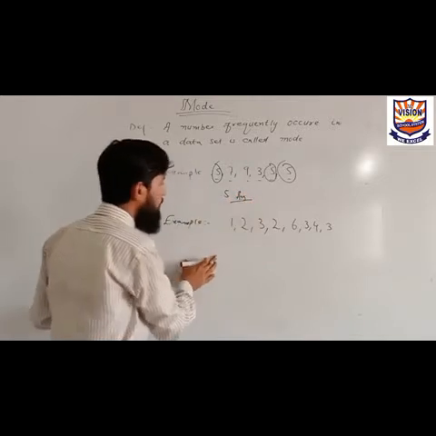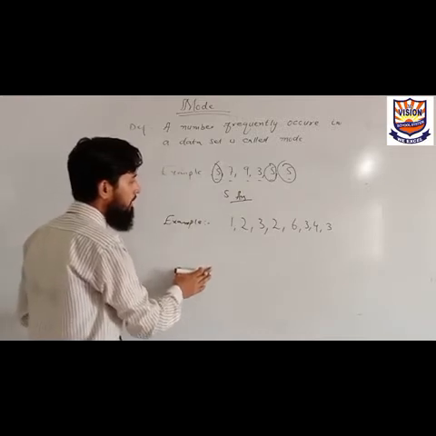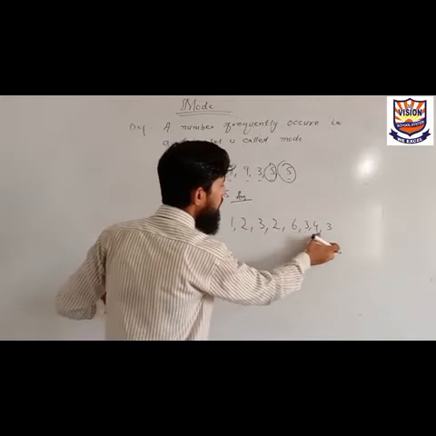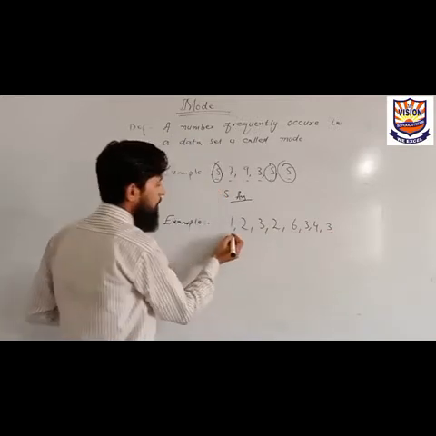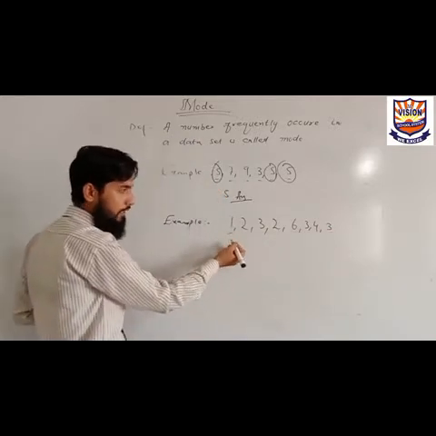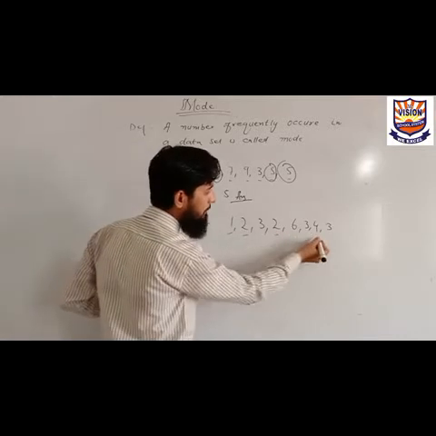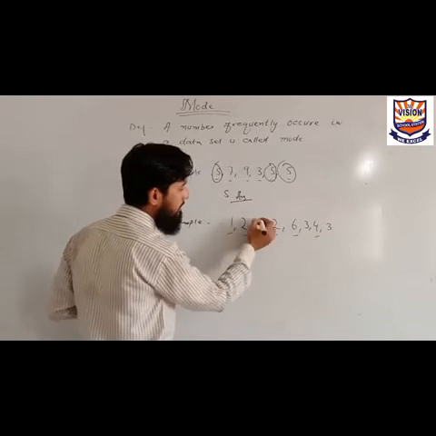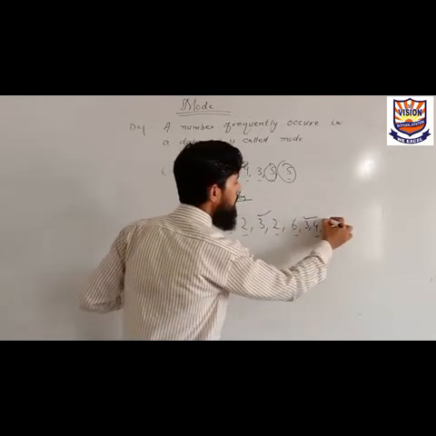In example 2, there are numbers 1, 2, 3, 2, 6, 3, 4 and 3. We can see 1 is 1 time, 2 is 2 times, 6 is 1 time, 4 is 1 time, but 3 is 3 times.